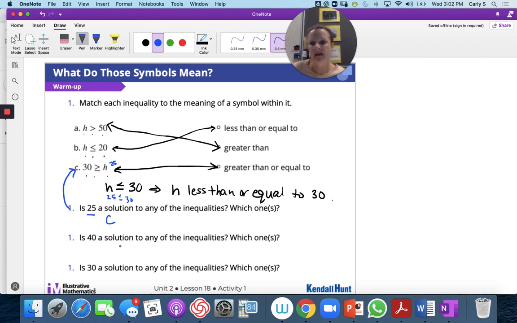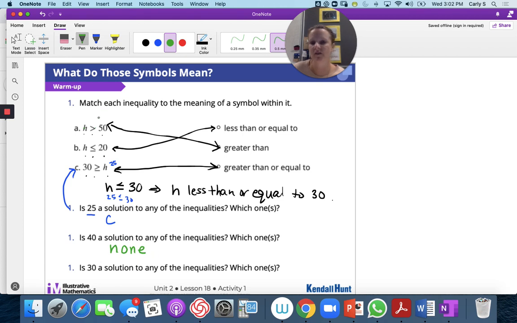Okay. Now, is 40 a solution to any of these inequalities? Is 40 greater than 50? No. Is 40 less than or equal to 20? No. Is 30 greater than 40? No. Is 40 less than 30? No. It's not any of them.